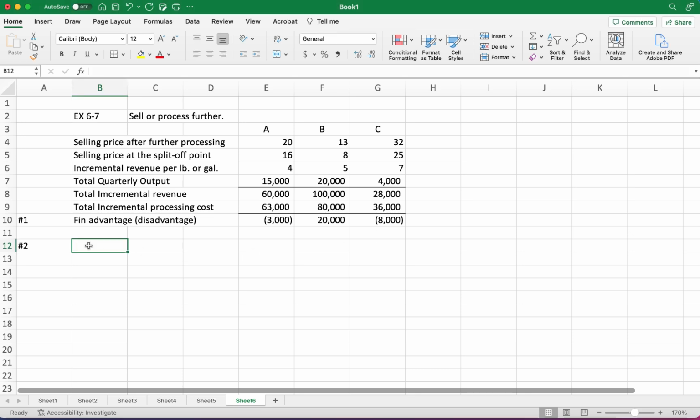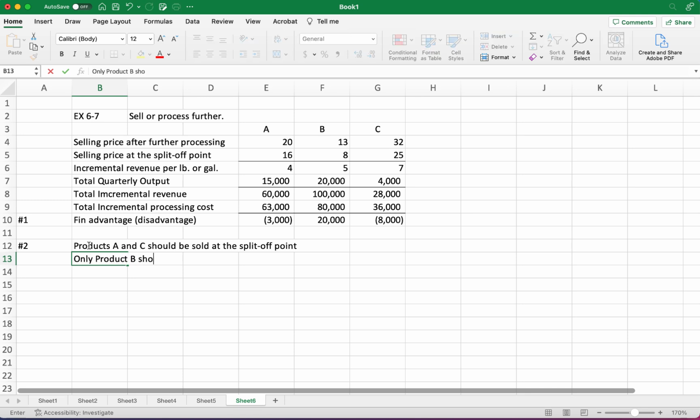So, products A and C should be sold at the split-off point. Only product B should be processed further. And that, my friends, is how you do a sell or process further decision.